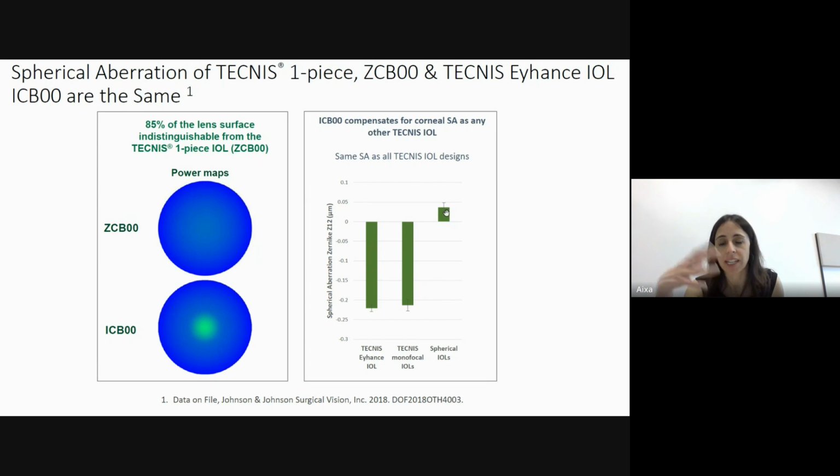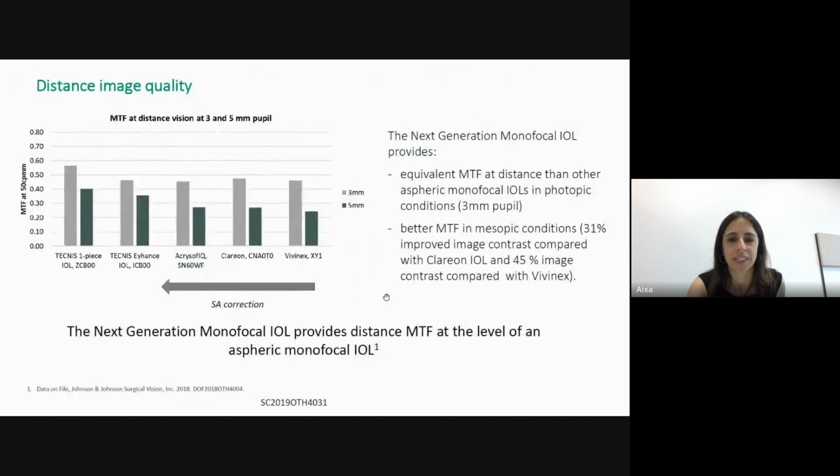What happened with these lenses, when the pupil opens, especially in mesopic condition, is a significant reduction in contrast because the spherical aberration is not controlled. So for the design, we want to keep the same spherical aberration overall for the whole surface of the lens, so we compensate for that of the cornea. That's what you can see here: the same spherical aberration for both designs when measured in a pupil of 4.5 millimeter. So it's important to measure the spherical aberration. That's what we expect. And this is the MTF.